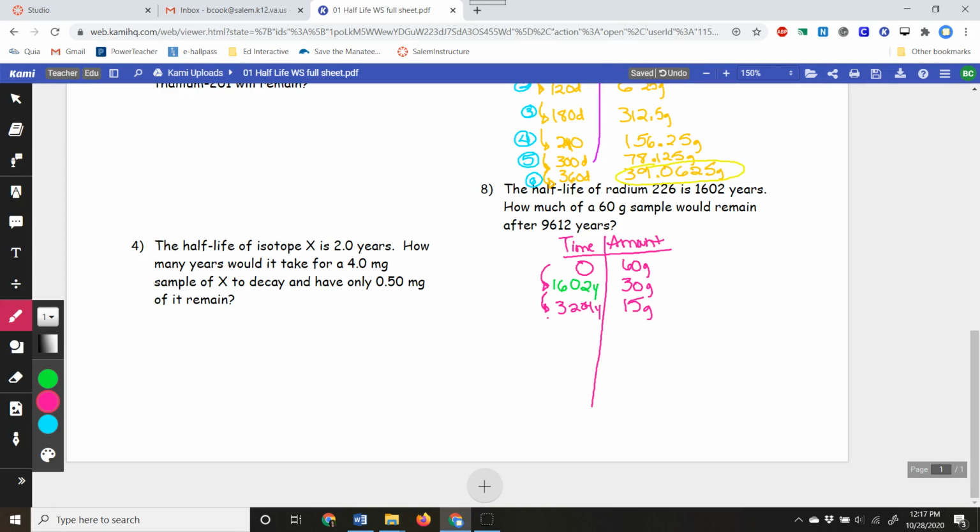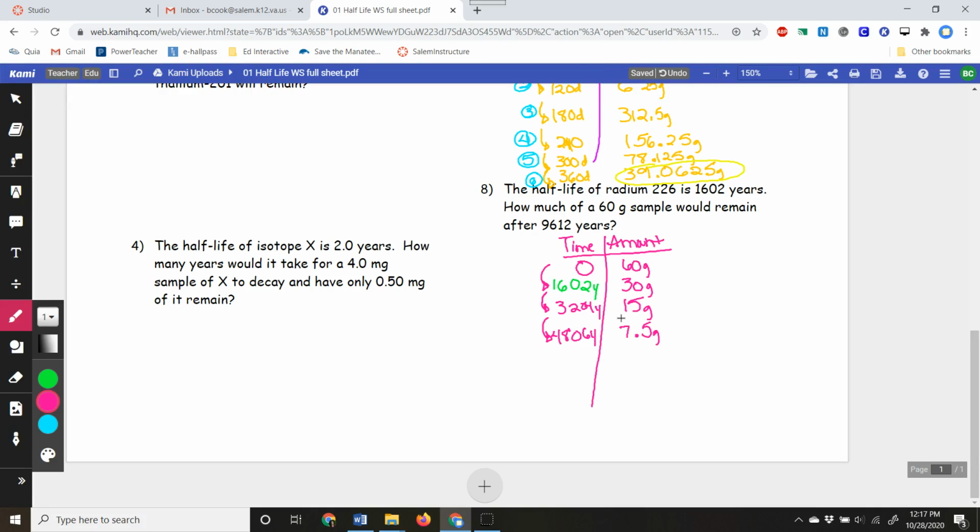Now we need to keep going, yet another half-life, so we need to add another 1,602 years that have passed until the amount is cut in half again. This time, when we add that, we're going to get to 4,806 years. How much are we going to have left? We need to take our 15 grams and divide that by 2. You can do it in your head or your calculator. You're going to get 7.5 grams.